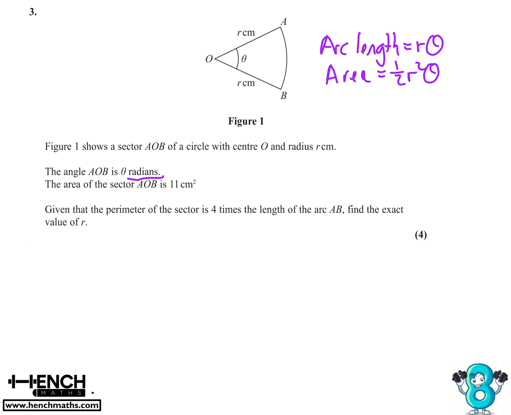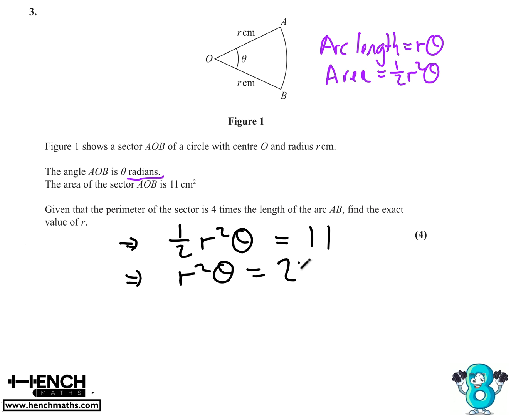So let's make an equation with the area being 11. This implies that half R squared theta is equal to 11. So we could times everything by 2, so R squared theta is equal to 22. So I'm going to bank that as an equation.